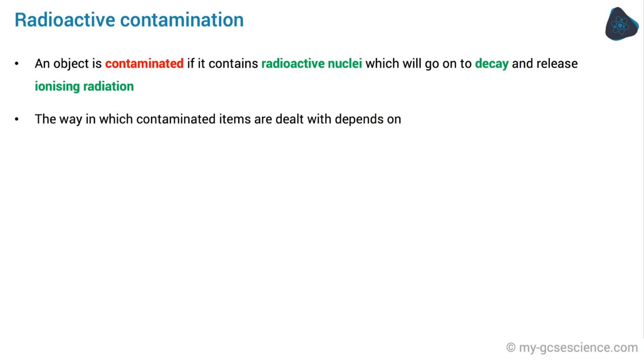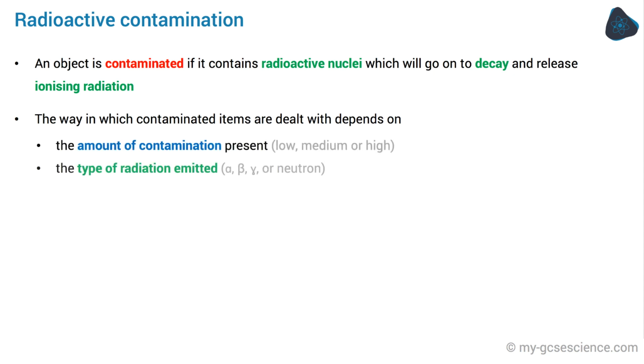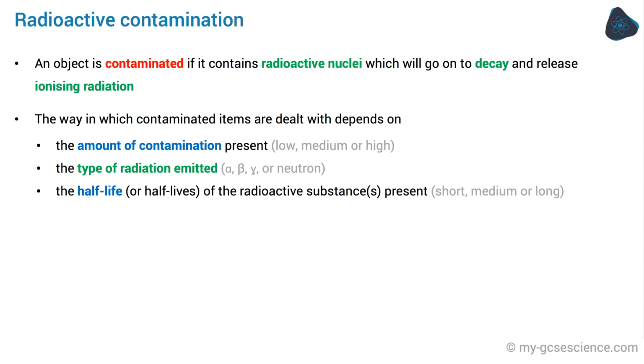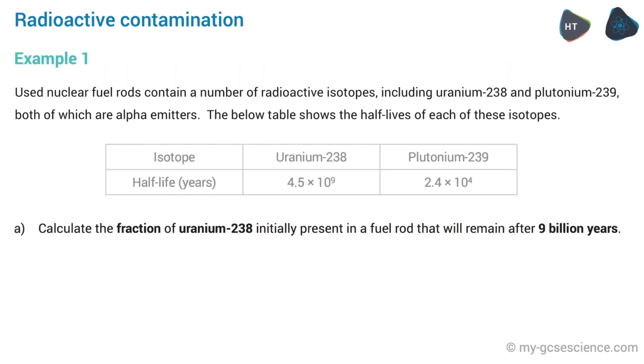The way in which contaminated items are dealt with depends on a number of factors such as the amount of contamination present, the type of radiation emitted, and the half-life of the radioactive substance present. In general, long half-life gamma emitters are the most difficult to deal with because they'll continue to emit highly penetrating gamma rays for many years to come. Let's look at a couple of examples.